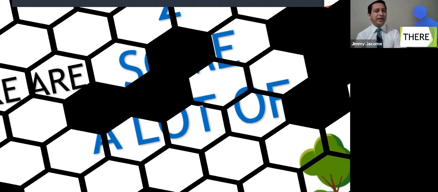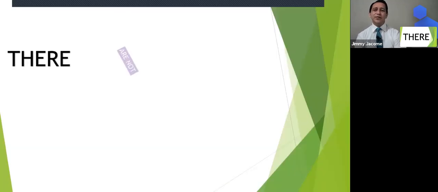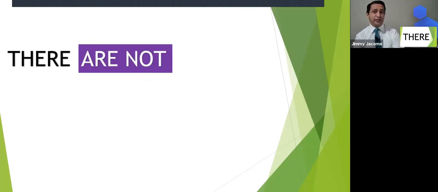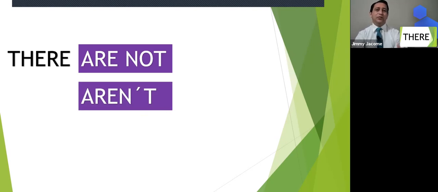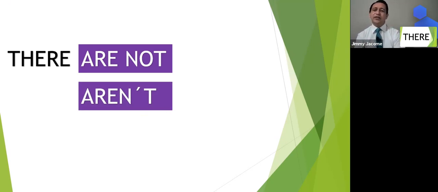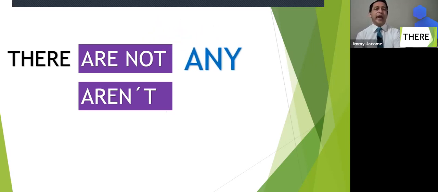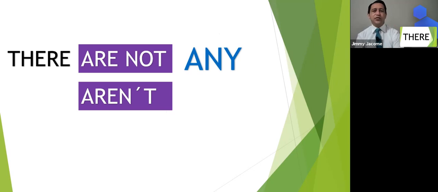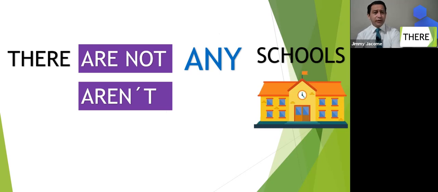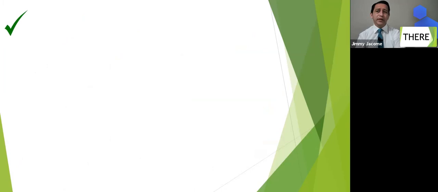Okay, and to make negative sentences, you use there are not as a full form, or there aren't as a contraction. And you use the word any with the negative form. Don't use some in the negative form. You use there aren't any. For example, there aren't any schools near my house.